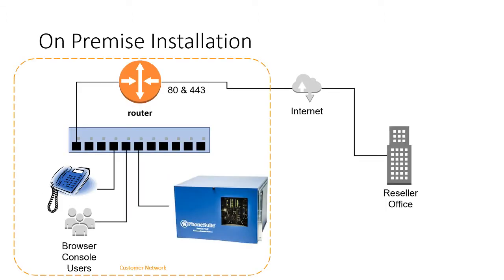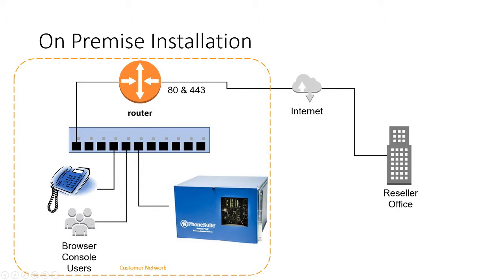The next thing I want to do is we're going to look at a couple of different Voiceware installation types and how the networking differs depending on the type of installation that you have. So the first installation we're going to look at is a generic Series 2. It's not a hosted system, it's just an on-prem Series 2 system. And in this situation, you've been allowed to install on the customer's network, which means that the admin phones and your browser console users are all on the same network.